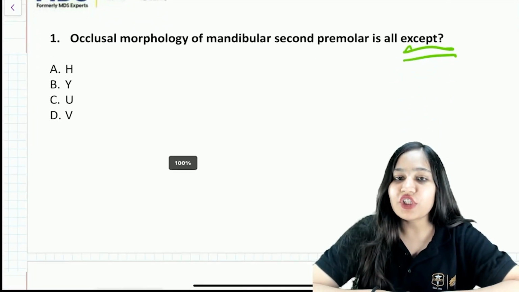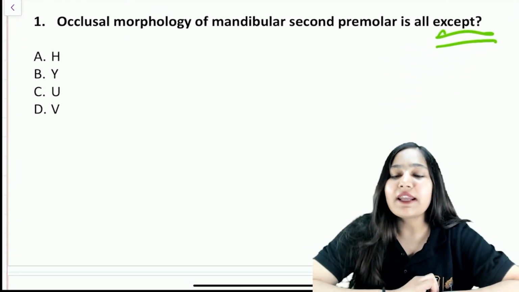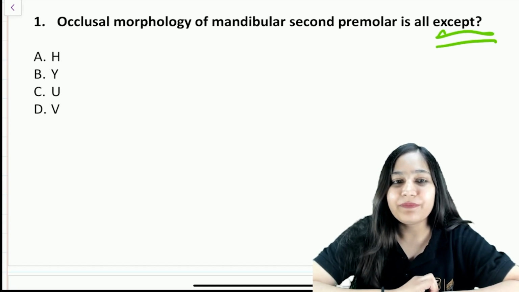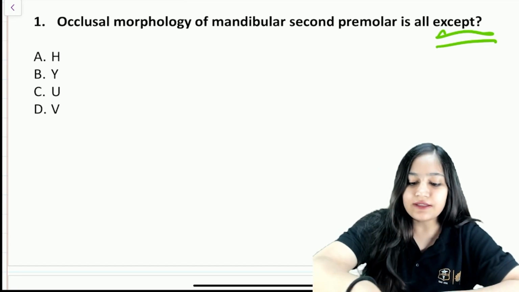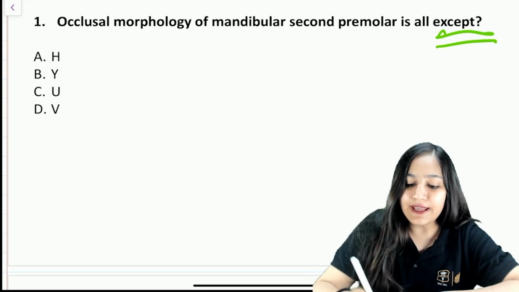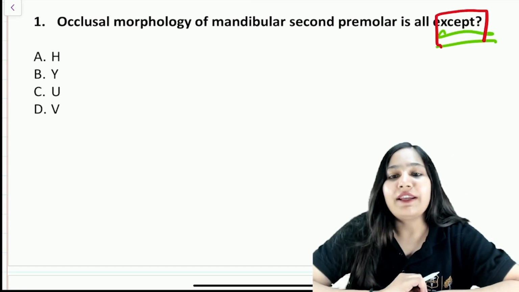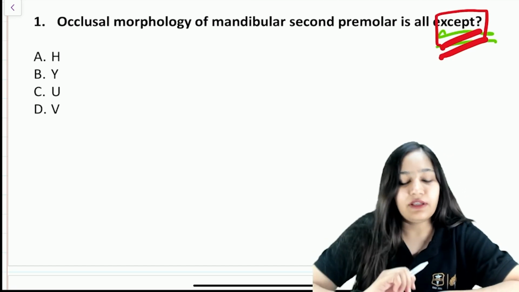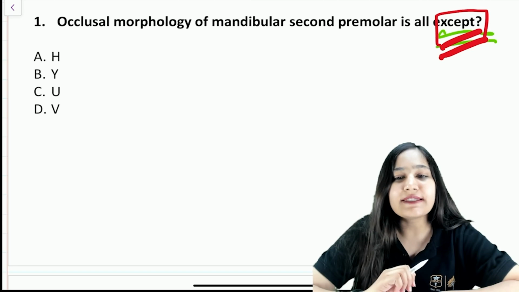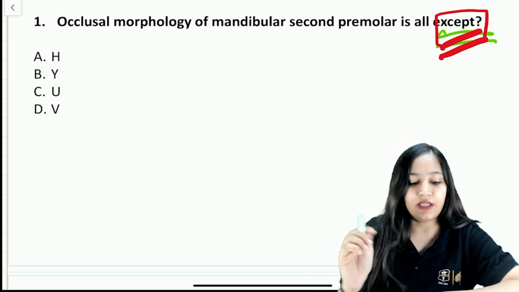Occlusal morphology of mandibular second premolar is all except. It is asked what? Except. So focus on this. Except. Is it H? Is it Y? Is it U? Or is it V?